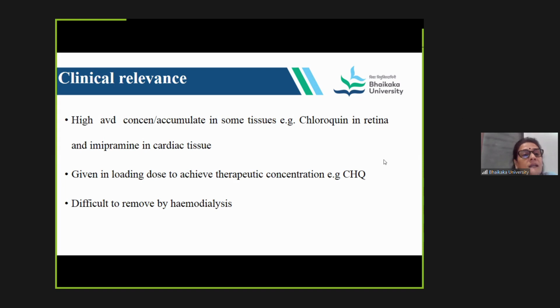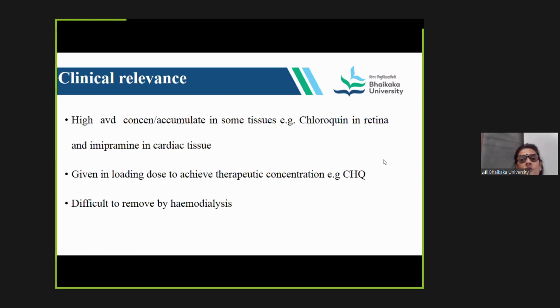stored in cardiac tissue. Can anyone tell me what could be the clinical relevance of the drugs which accumulate, with high volume of distribution, in some tissue? Anyone? Can you correlate this relevance? Yes, Rushil? Ma'am, for example, levodopa. Just you explain the chloroquine.